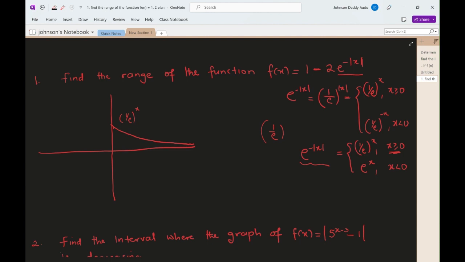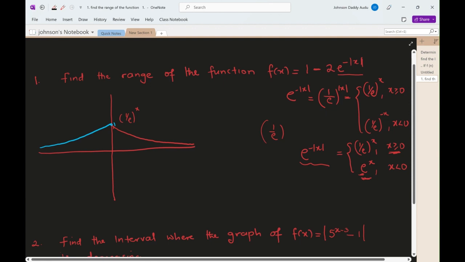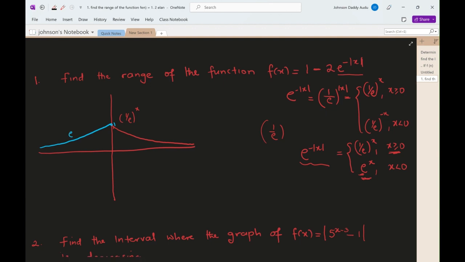Now, this second part is just e to the power x when x is less than 0. Exponential e to the power x, we know, is going to be increasing because the base e is a number greater than 1. So that is going to be something this way. Let's use this for that. So all is going to meet at 0, 1. This one is nothing but e to the power x, and this is 1 over e to the power x.